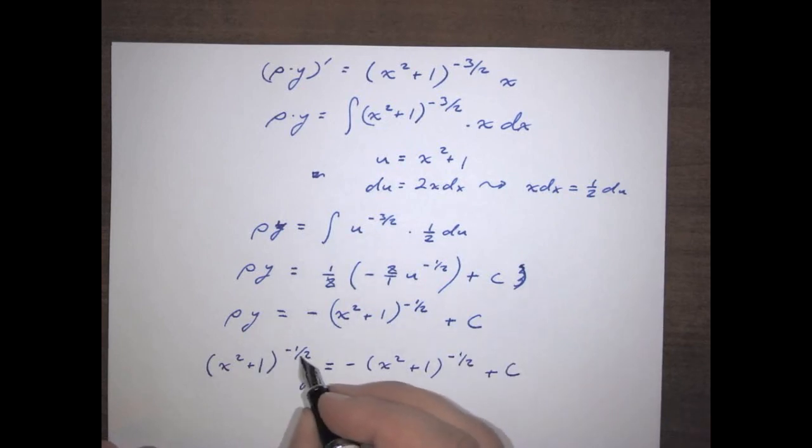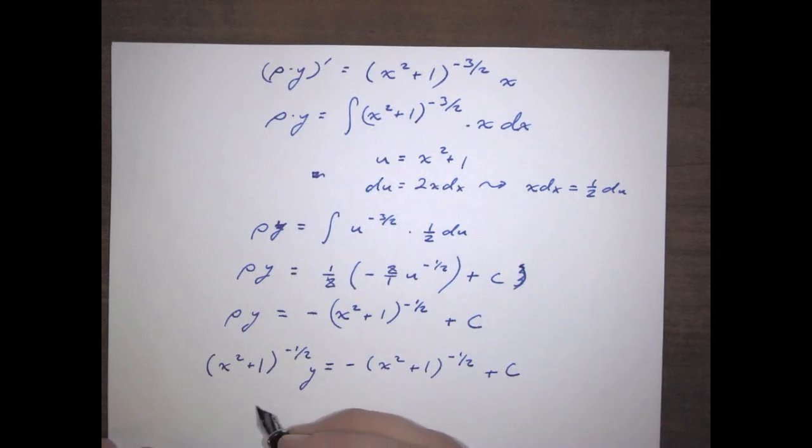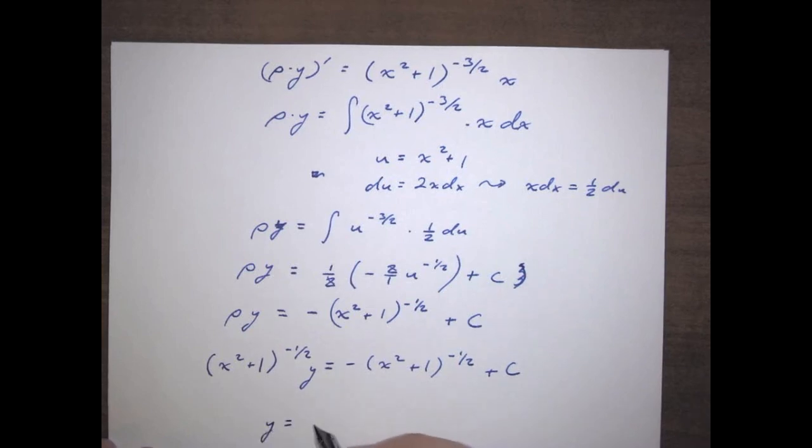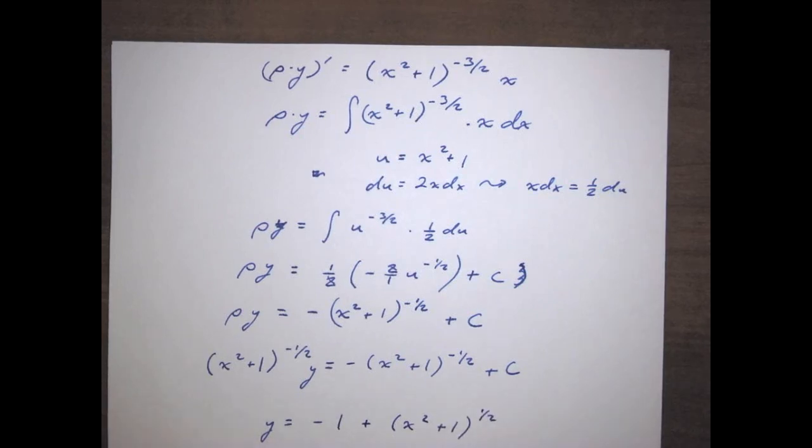And I'll just multiply both sides by the reciprocal of this, which would be this to the positive 1/2. So basically divide both sides by this, and then what we would get is that y is equal to negative 1 plus x squared plus 1 to the 1/2 times c. Or I was stuck with the c here. So this is our family of solutions to this particular equation.